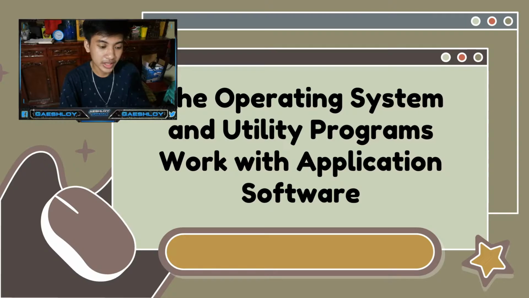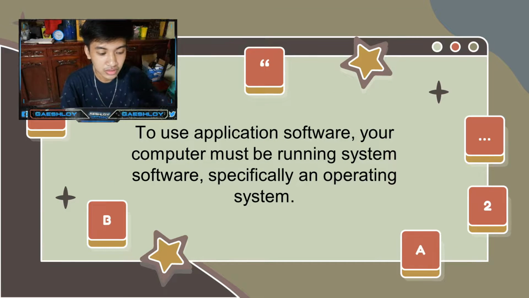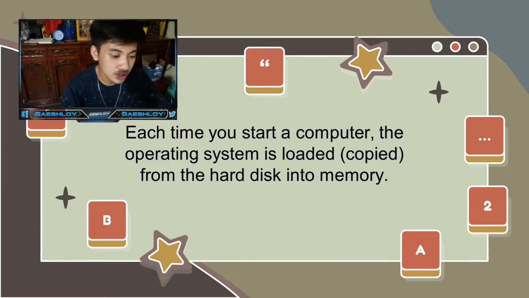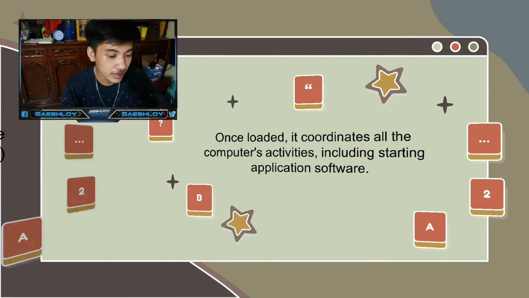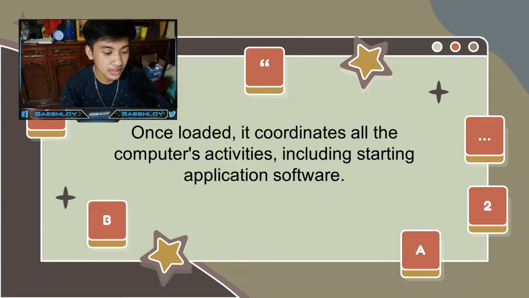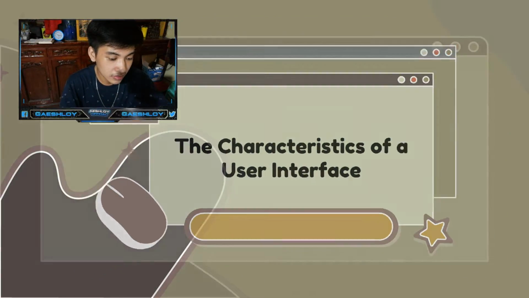Let us now move on to how the operating system and utility programs work with application software. To use application software, your computer must be running on system software, specifically an operating system like Windows 10 right now, created by Microsoft, then Linux, the Mac OS. Each time you start a computer, the operating system is loaded from the hard disk into the memory. Once loaded, it coordinates all the computer activities including starting application software, for example your antiviruses.